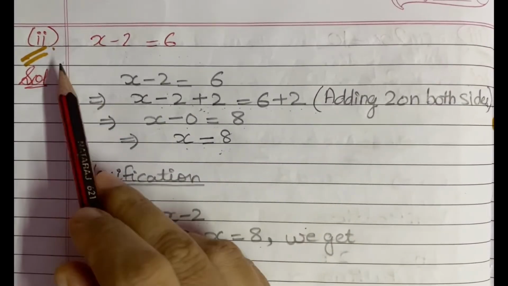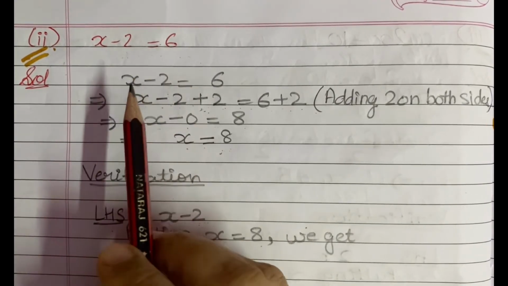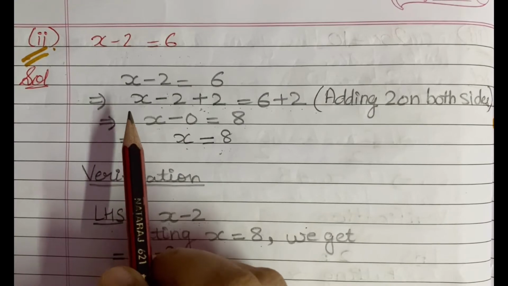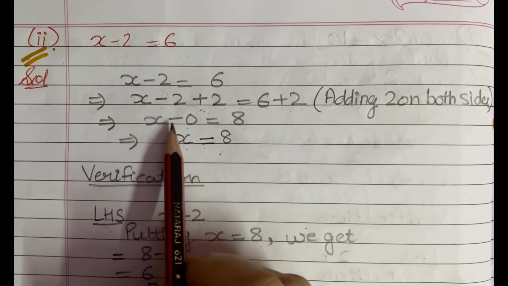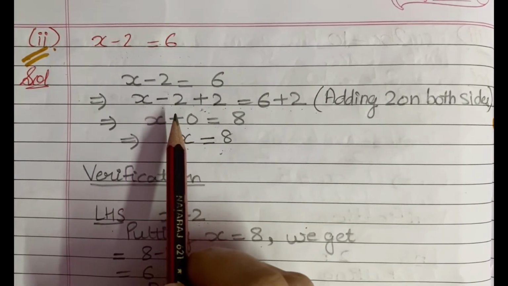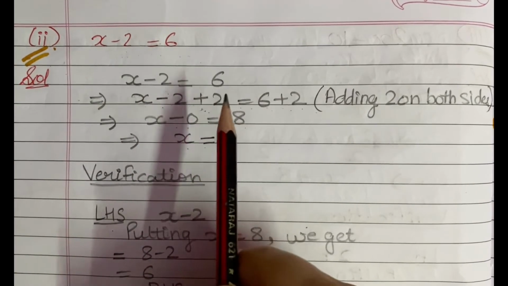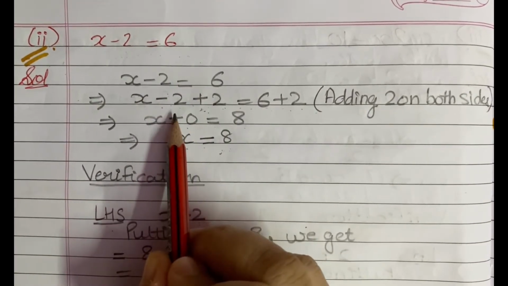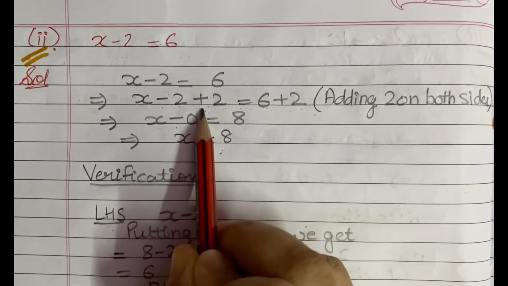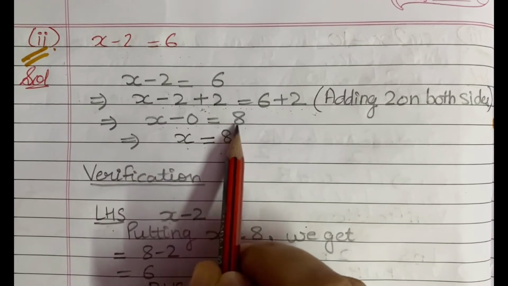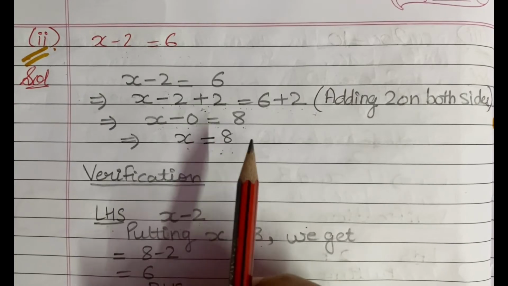Next is the second part, and it says that x minus 2 is equal to 6. Now students, to be left with only x on the left side, let us remove this 2, and this can be done by adding 2 to the left side. And to keep the equation balanced, we must at the same time add 2 on the right side, and on doing so we will get x minus 2 plus 2 is equal to 6 plus 2. On solving this, we will get x minus 0 is equal to 8. This means x equals 8 is the solution of the equation.